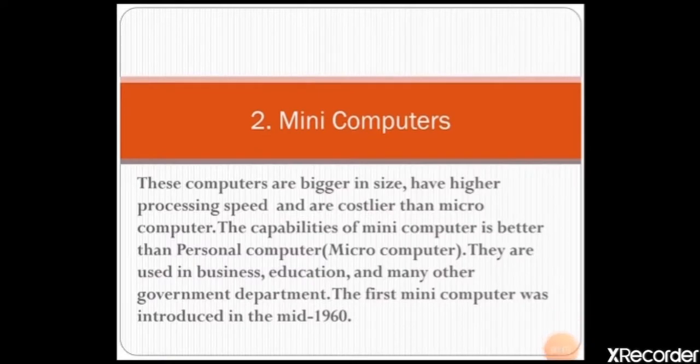Second is the mini computer. These computers are bigger in size, have higher processing speed, and are costlier than a microcomputer. If we talk about the capabilities of a mini computer, it is better than a personal computer. These mini computers are used in business, for education and in many government departments. The first mini computer was introduced in the mid 1960s.